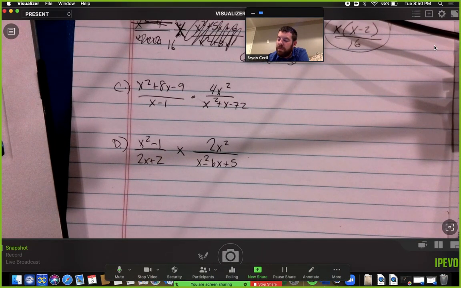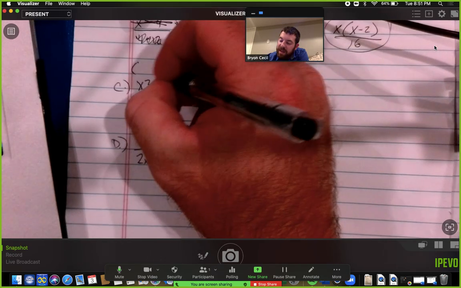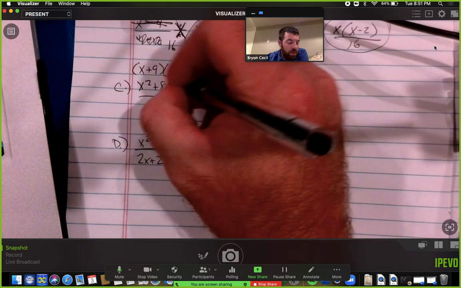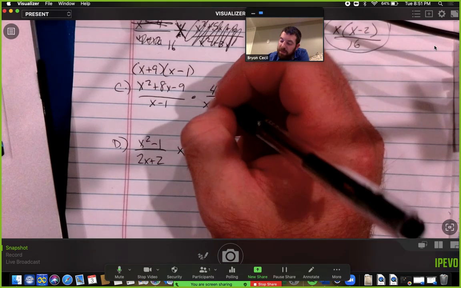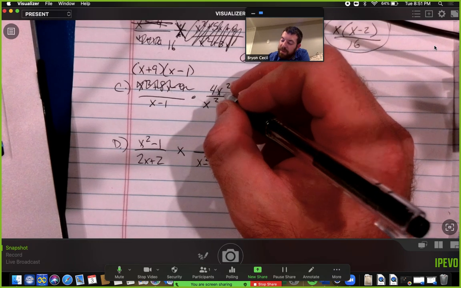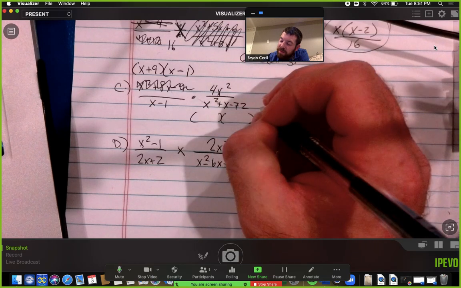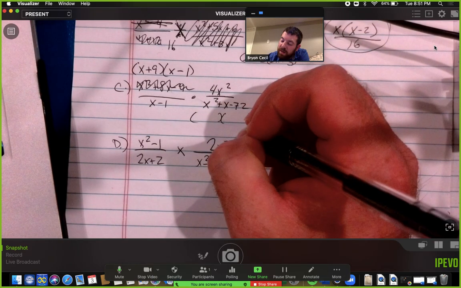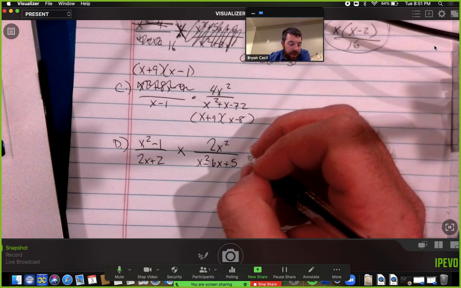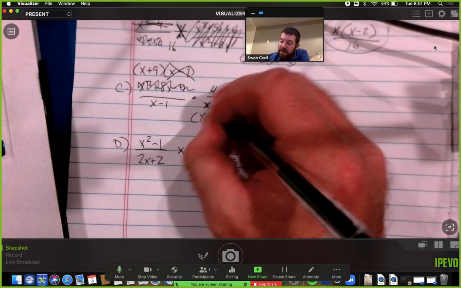So I factor this out, guys. Factors of negative 9 add up to 8. X plus 9, x minus 1. If you don't know how to factor, please learn how ASAP. 4x squared can't reduce that, but here, guys, what factors of negative 72 when I add them together give me a 1? X plus 9, x minus 8. Now what happens is the x minus 1's cancel out.